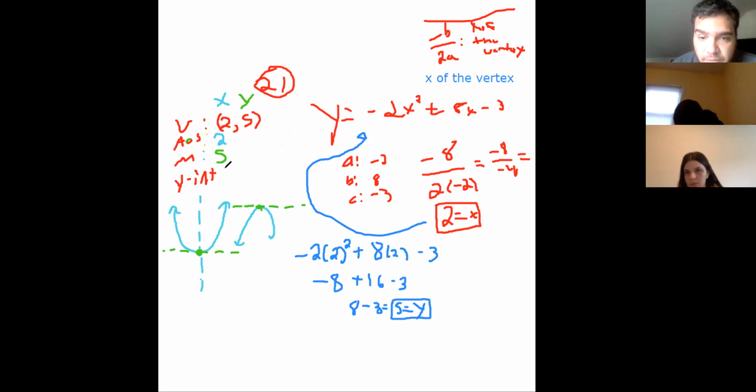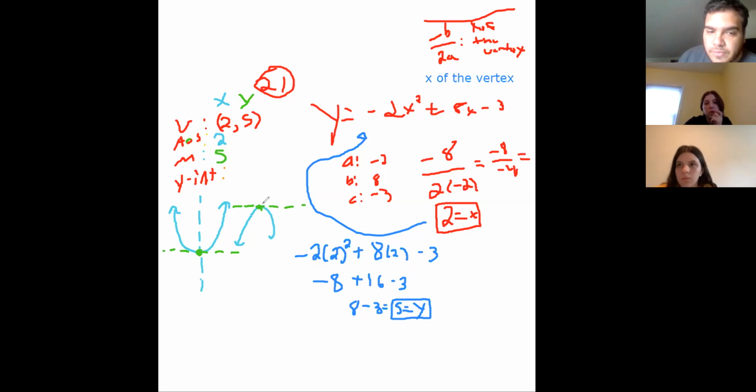Now the last one is the y-intercept. So the y-intercept is where it hits the y-axis. Do you remember what x has to be? I'm asking you guys, so one of you answer. What does x have to be for it to hit the y-intercept? 0. Good, 0. So when I plug in 0 into this part right here, what happens? It's 0. It cancels out.